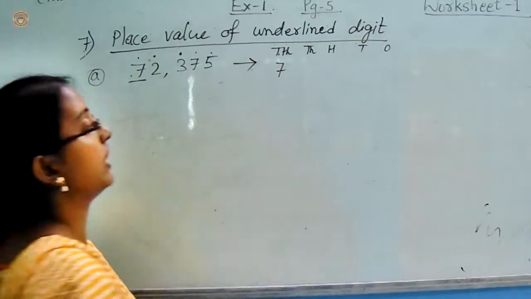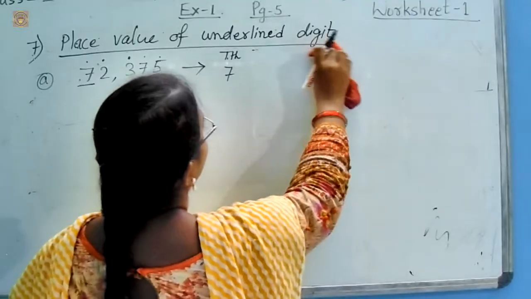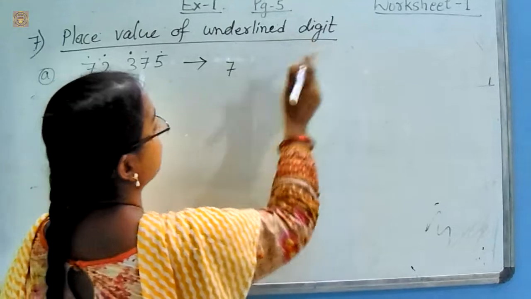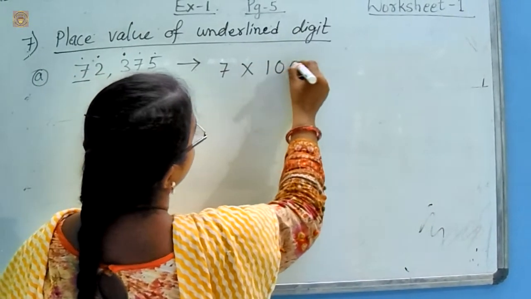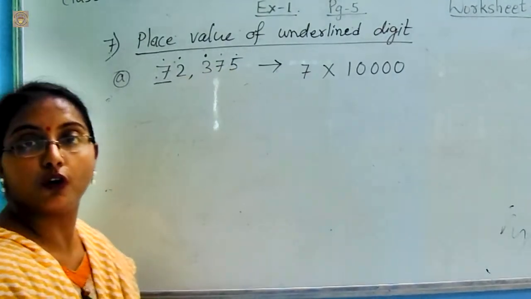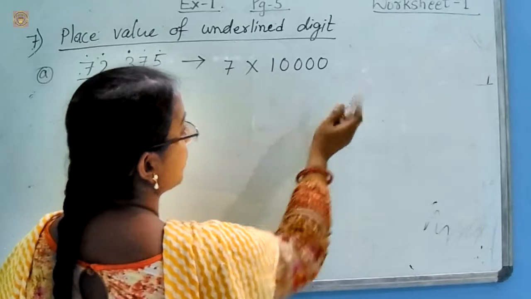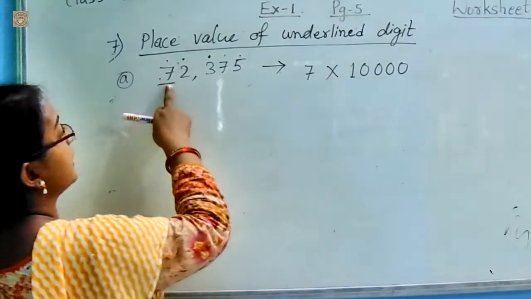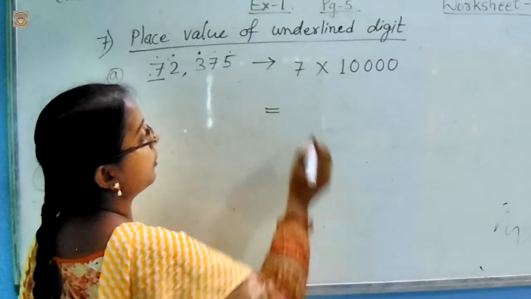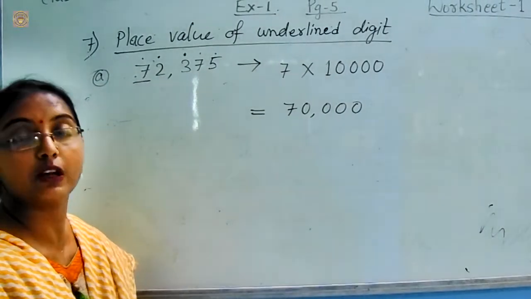So this place value can be written as follows. I am erasing this digit because you can understand the place value by putting zeros. That means 1, 2, 3, 4, 4 digits are remaining in the rest of the positions. There are 4 zeros and one is for the 7. So we will get the place value of 7 as 70,000. This will be the answer.